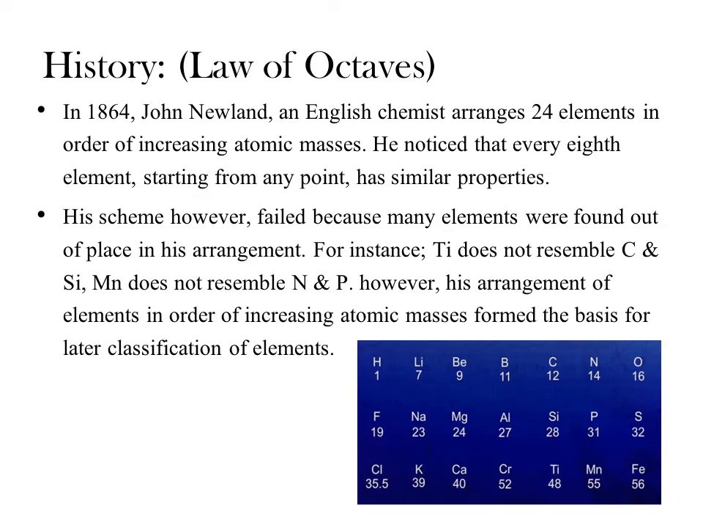In 1864, John Newlands arranged 24 elements in order of increasing atomic masses. He noticed that every eighth element, starting from any point, has similar properties. It was named the law of octaves, but it was discarded because many elements were found out of place. For example, manganese does not resemble nitrogen and phosphorus, and titanium does not resemble carbon and silicon.